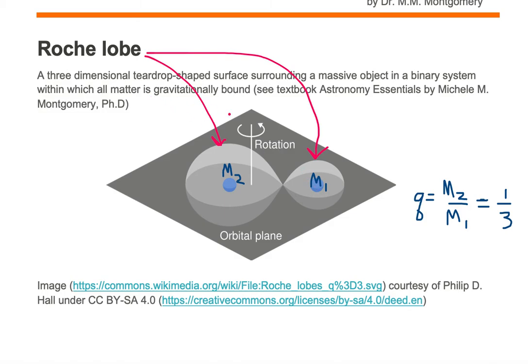The Roche lobe is the three-dimensional teardrop-shaped surface surrounding a massive object in a binary system, within which all matter is gravitationally bound. So any matter that's within the surface is gravitationally bound to that object that's contained within that surface.